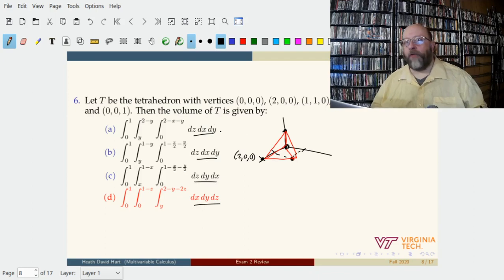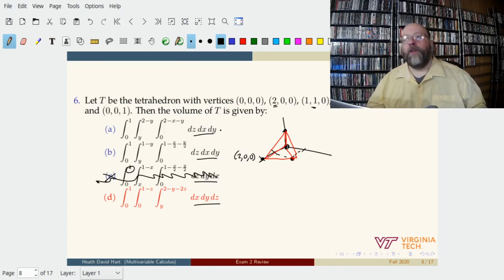The outer boundary is constants, and y definitely goes from 0 to 1 because this point right here has a y coordinate of 1. X, on the other hand, goes from 0 to 2 because this point has a 2 on it. And so just by looking at the endpoints, I know that this one is wrong. And so that eliminates one of our choices.